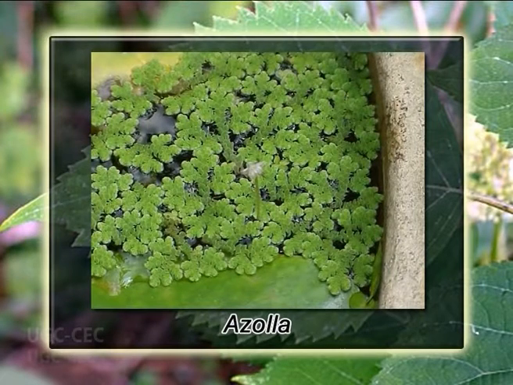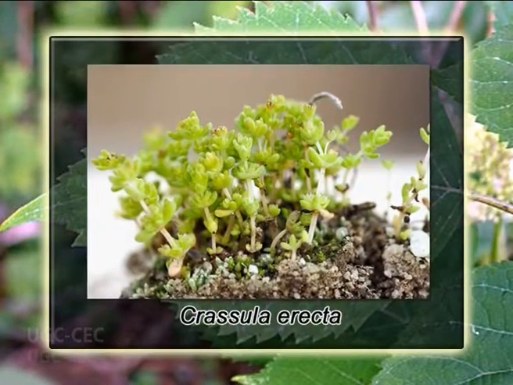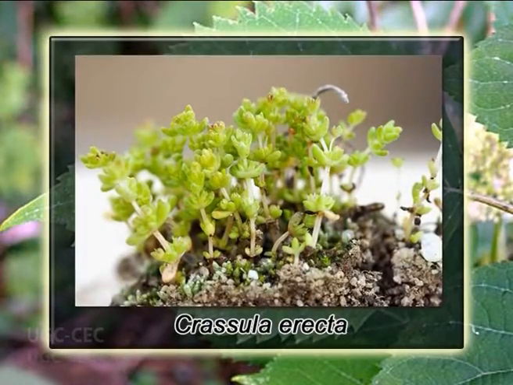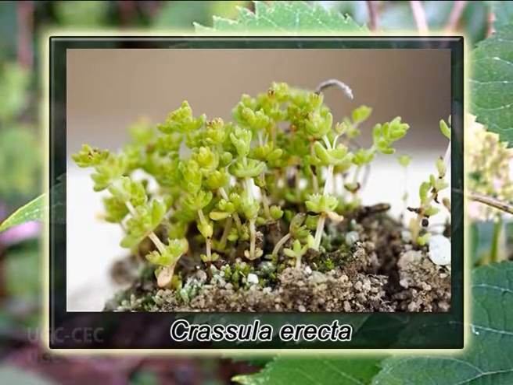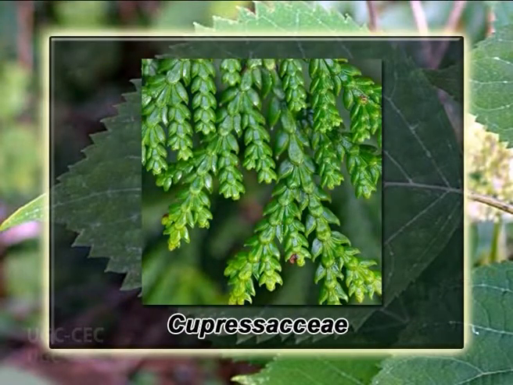Common water fern, that's Azolla filiculoides, has leaves that are only 1 millimeter in length. The minute California wildflower called pygmy weed, that's Crassula erecta, has minute fleshy leaves about 1.3 millimeters long. Many species in the cypress family, that's Cupressaceae, have overlapping scale-like leaves, only 1 to 2 millimeters in length.